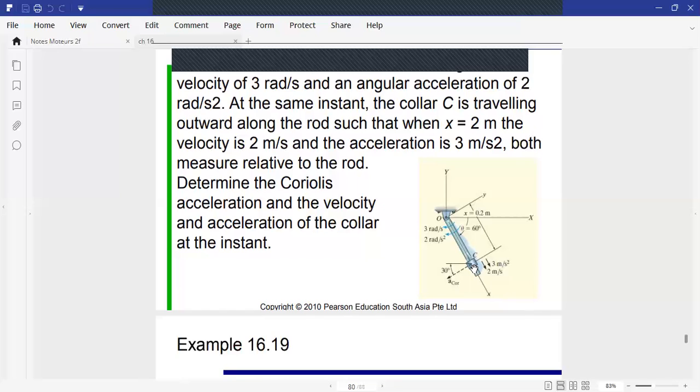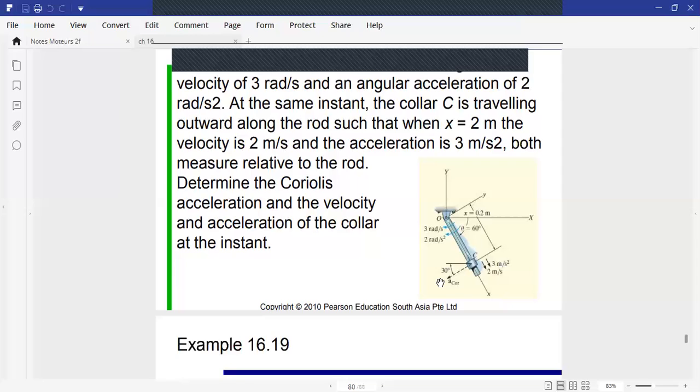Acceleration of the rod. Relative acceleration. Relative acceleration with respect to the rotating frame. Very good. Now, the question here is to determine the Coriolis acceleration, and to find the velocity and acceleration of the collar. When they just say velocity and acceleration, it means that they want the absolute velocity and acceleration measured with respect to the fixed frame, big X, big Y.